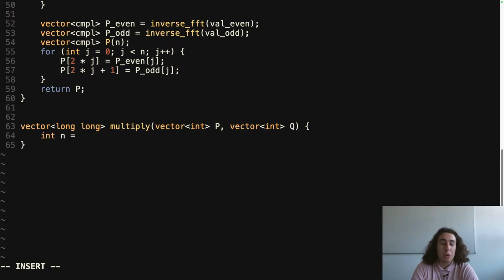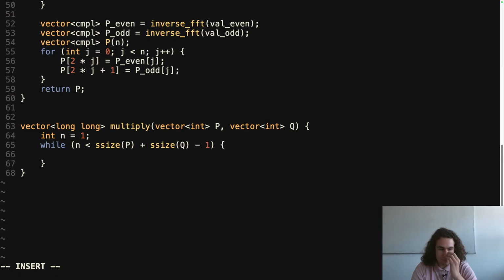First, we need to find a power of 2 that is large enough, right? We know that, as I said at the beginning, the size of R is going to be the size of P plus the size of Q minus 1. So we need a power of 2 that is at least size of P plus size of Q minus 1. And while it's not true, we multiply it by 2.